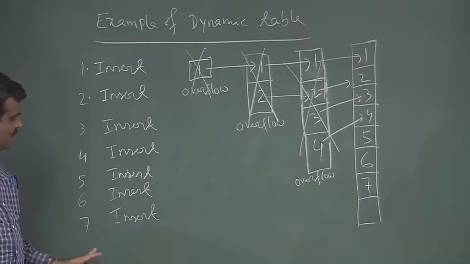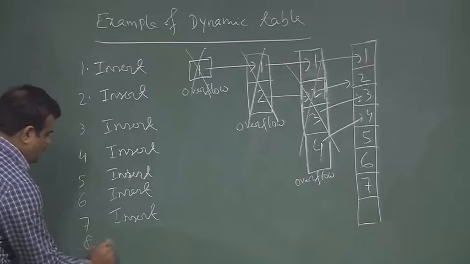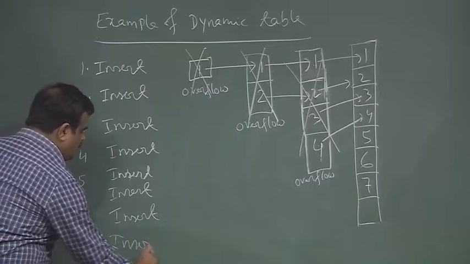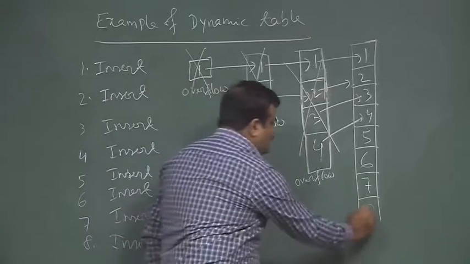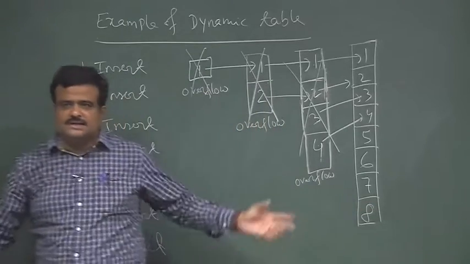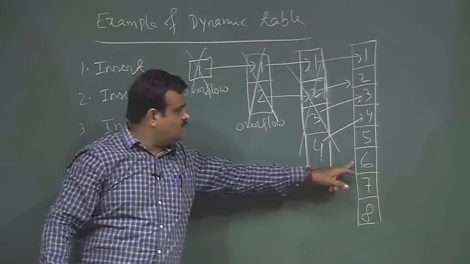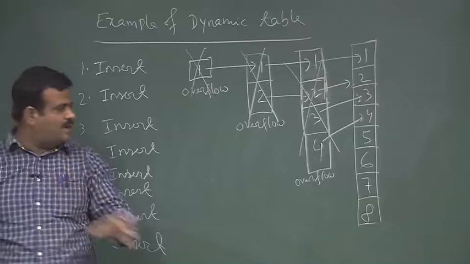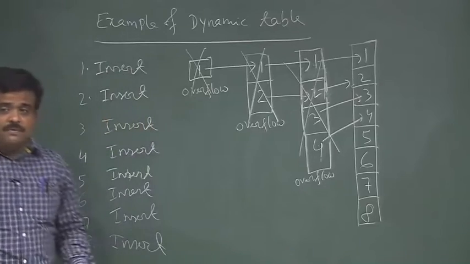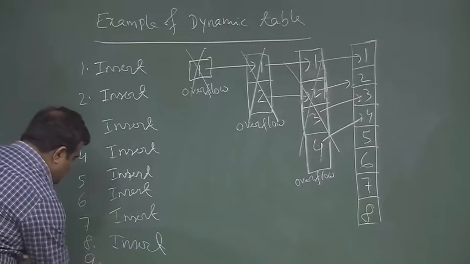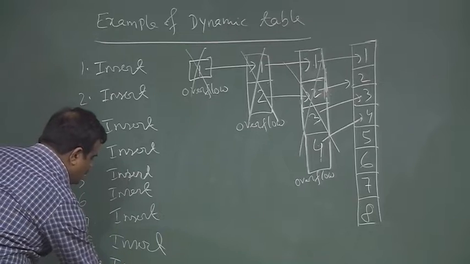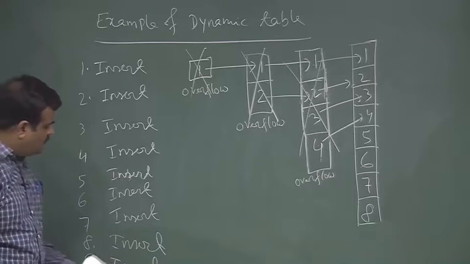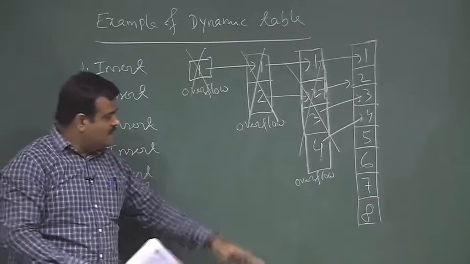After 8, the insert is no issue, there will be no overflow. So, what is the insert time? Insert time is 1 for item 6, 1 for item number 7, and 1 for item number 8. But what about the number 9 item? When we are going to insert the number 9 item, there will be overflow.